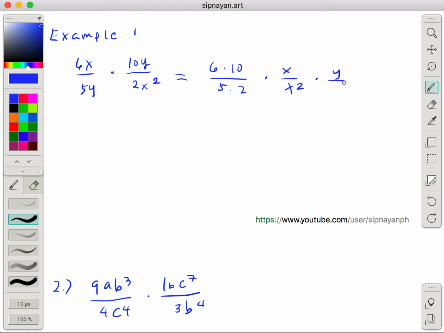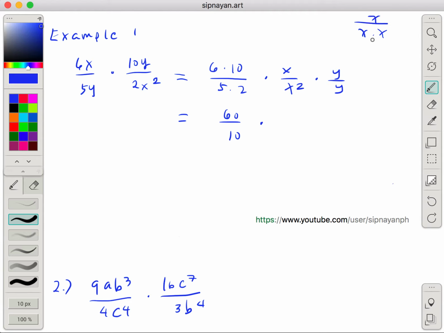y over y. So dito, 6 times 10 is 60. And then 5 times 2 is 10. And then x over x squared. Ano nga ba ibig sabihin ng x squared? Diba x squared is x times x, diba?